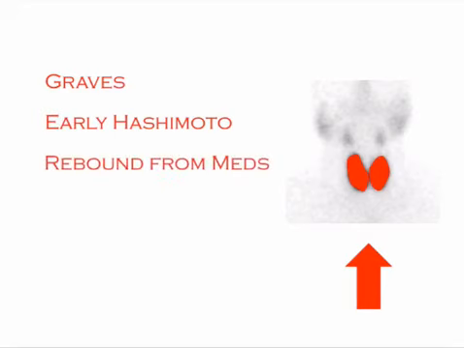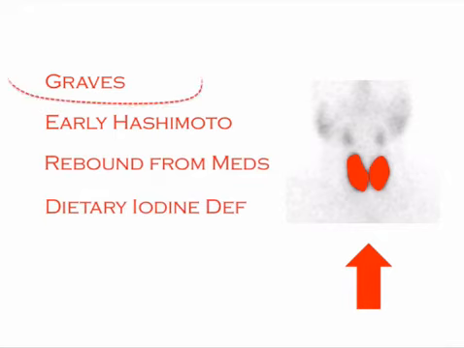So what about some causes of a hot thyroid, or thyroid that has increased uptake? Graves is the big one to remember. Remember I said that early Hashimoto's can be hot. You can have rebound off of meds. A deficiency in iodine, which is really going to be your person from Africa. But this is your poster boy, Graves. Increased uptake is going to be Graves.